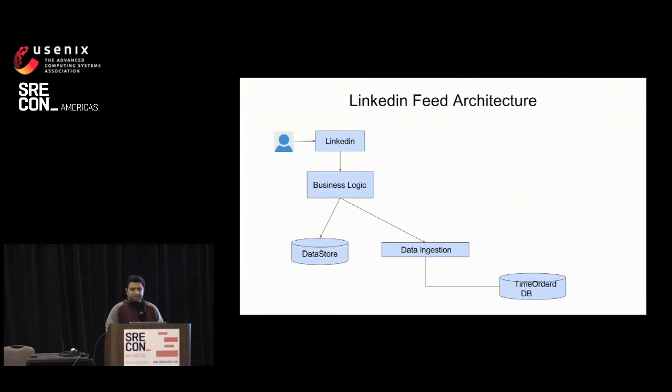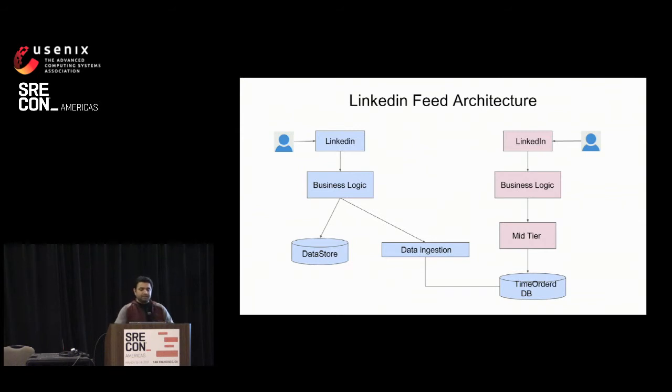Now let's look into the read path. When the member visits the LinkedIn site, the member has connections and follows. Our backend system generates the top K results for each entity, then we apply the relevance algorithm and serve the feed back to the member.